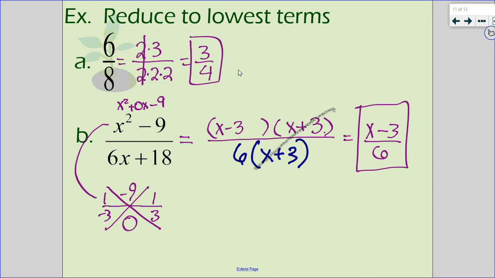One thing you want to keep in mind is that you cannot reduce without factoring. So one thing that is completely wrong is to do this and to call this a 1 and then call this a 2. You cannot do that.